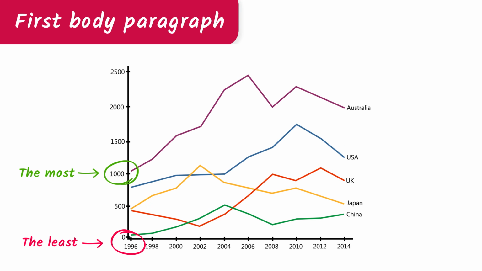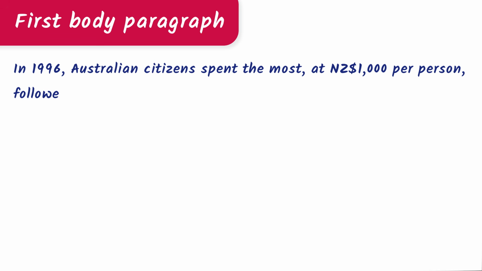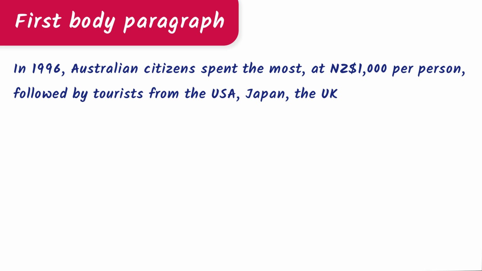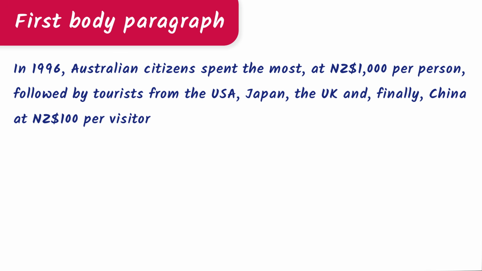And after Australia, there is USA, then UK, and then Japan. Japan and UK, they're almost the same. So Japan, UK, and China. So I start writing something like this. Followed by tourists from the USA, Japan, the UK, and finally China at 100 New Zealand dollars per visitor. So you see, I write about the most spending, which is for Australian citizens, and also the least spending, which is for Chinese citizens, right?